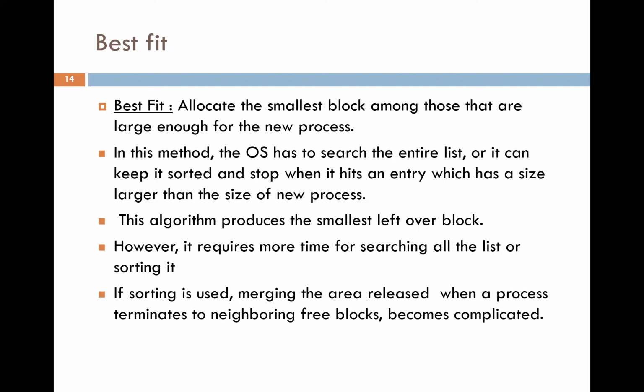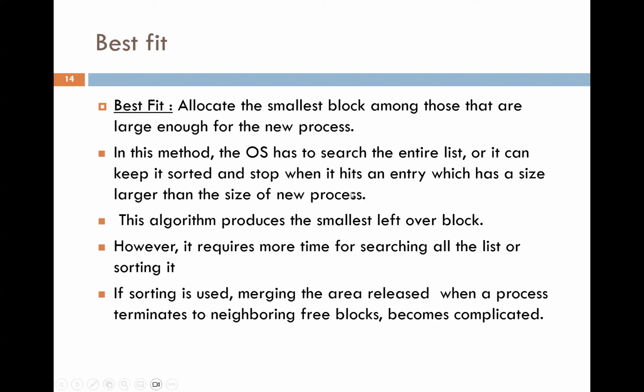Suppose the process size is 3 KB, and among the list of free holes one hole is 4 KB, which is just enough for the process, and all the other holes are more than 4 KB. In this case, best fit will select the hole of 4 KB, which is just large enough for the process of 3 KB. So it selects the smallest possible hole. In this method, the OS has to search the entire list every time, or we can keep the list sorted. Either of these two we need to implement.